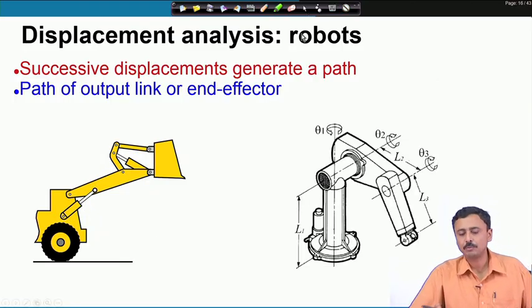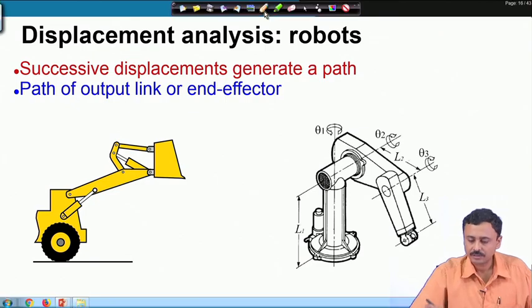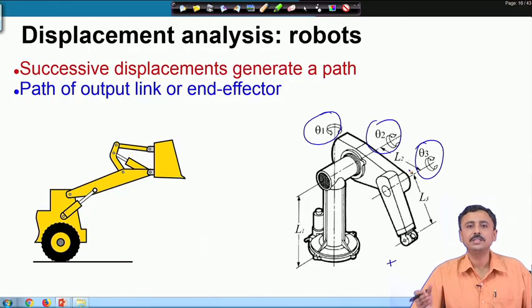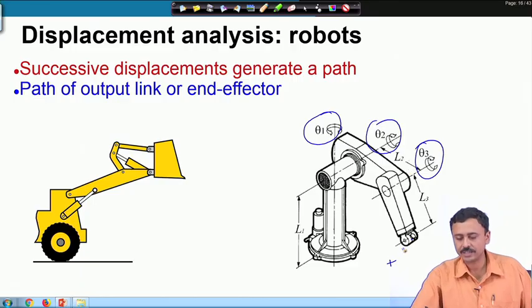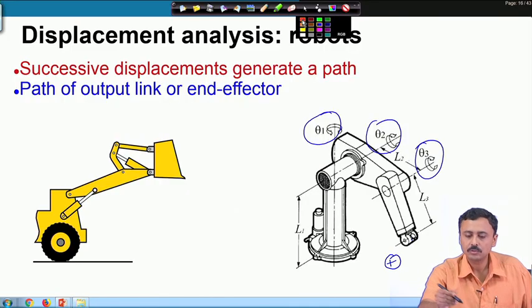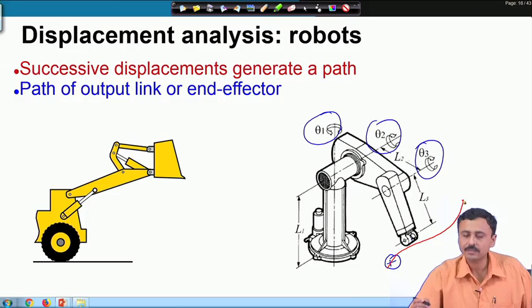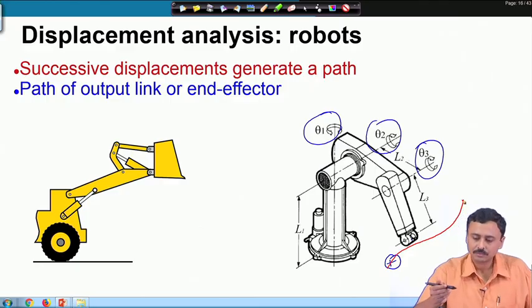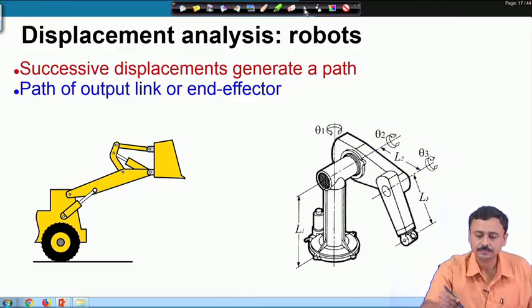Similarly, for this robot, if I want to move it to this location, how should these angles theta 1, theta 2, theta 3 be relocated? What should be these angles so as to put this end effector at this location? And successive displacement, suppose I want this end effector to move along a certain path, what should be the successive angles theta 1, theta 2, theta 3? This is the problem of displacement analysis.